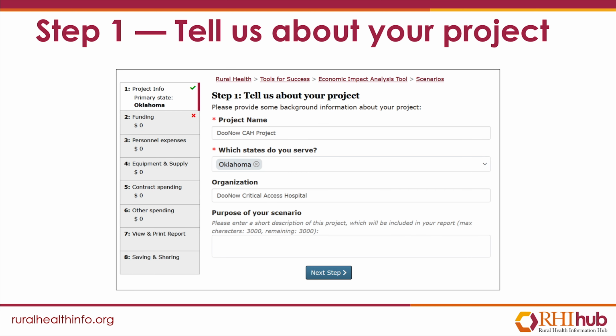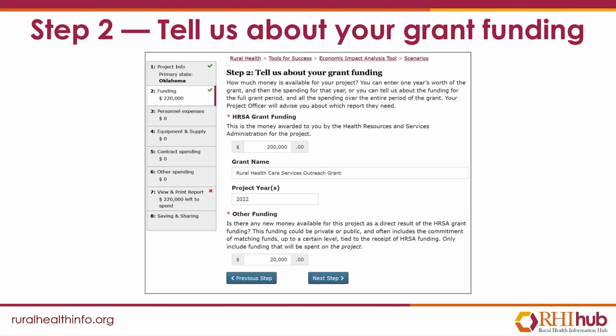Once you've created a scenario, you will be brought to the first step for adding information. Here you enter the project name, information about the state or states served, and some related information. In step 2, you'll share information about the funding for your project. In the steps to follow, you will add spending. The spending you add in the next steps must completely use up the funding in order to generate a report.